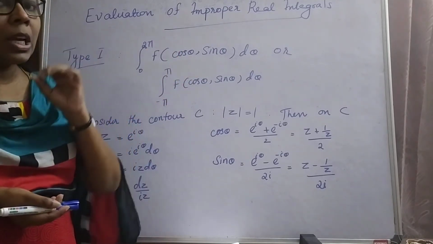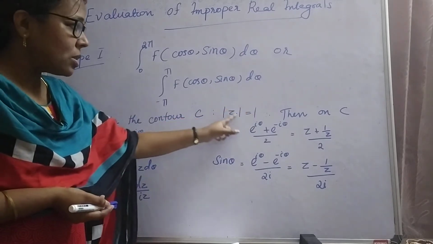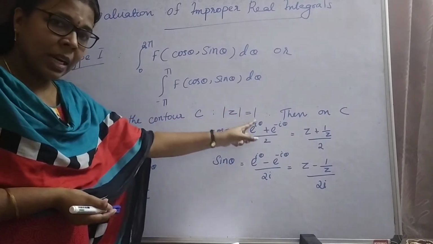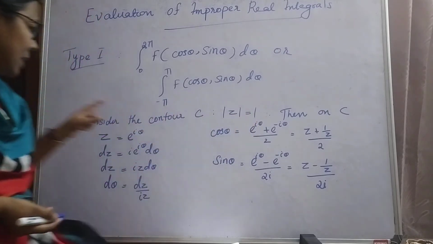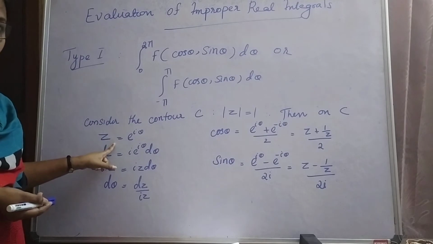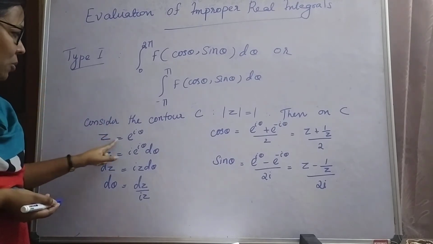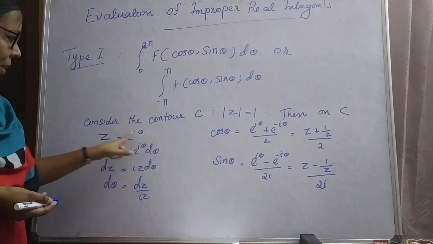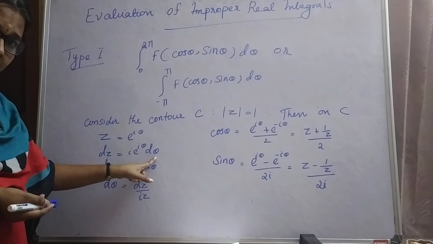Here we consider a contour C: mod z equal to 1. What is mod z equal to 1? It is a circle with center 0, 0 and radius 1. Here z equal to r e raised to i theta, where r is the radius, which is equal to 1. Therefore z equal to e raised to i theta. Then the derivative, dz equal to i e raised to i theta d theta.